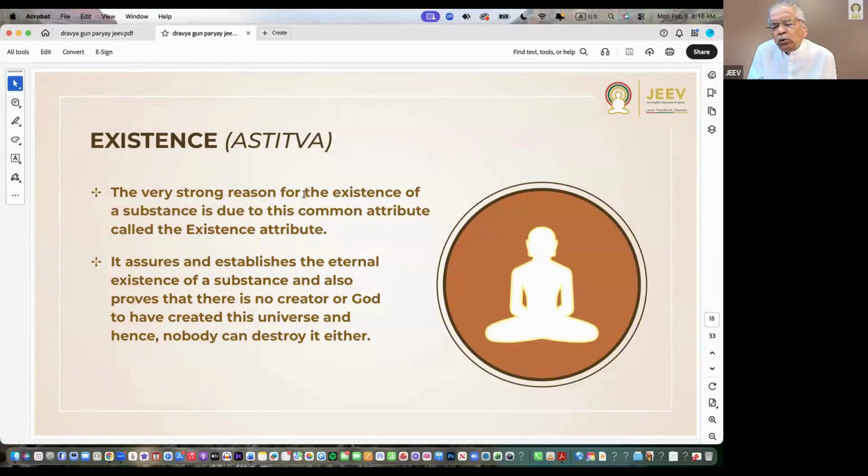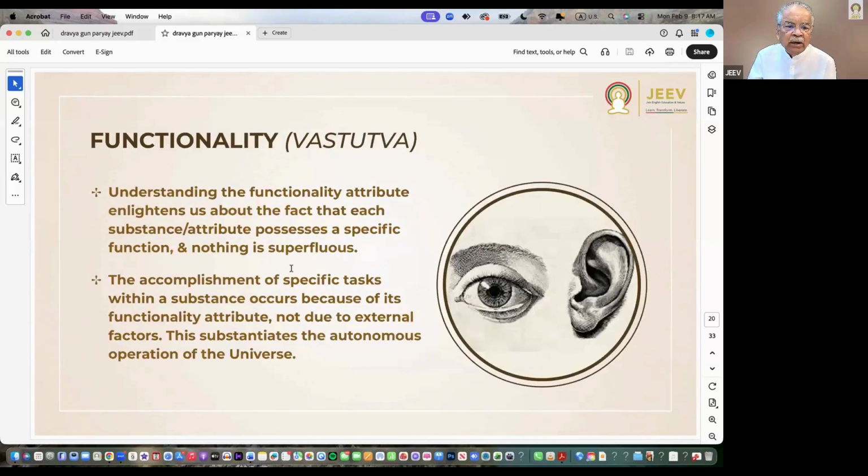You don't have to know all the great literature in absolute depth. This will help us. Who am I? What's my nature, etc. So that was the existence attribute. We talked about it. Now we are going to talk about the next one today. We are going to talk about functionality, Vastutva. This is also a very important attribute.